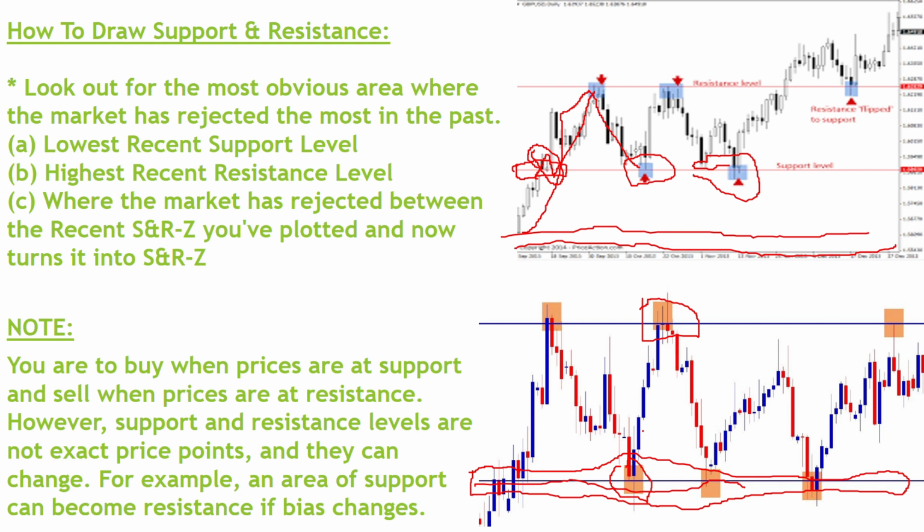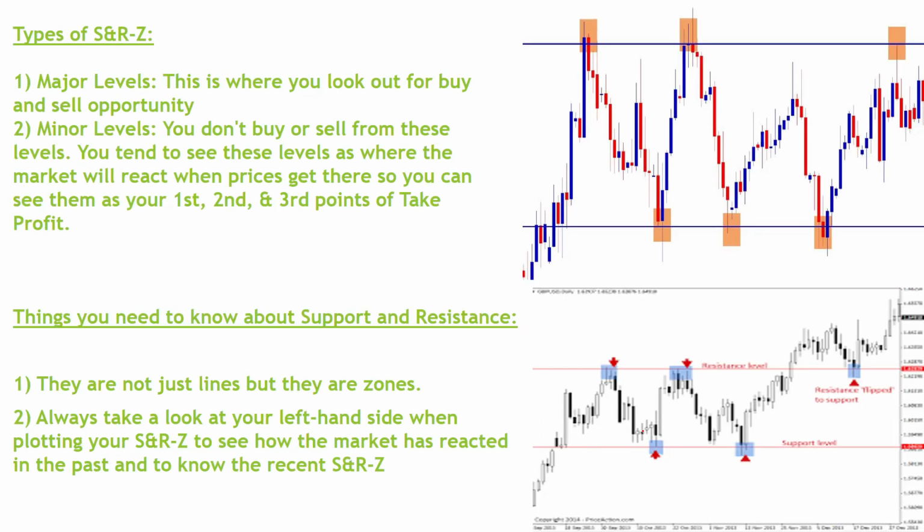However, support and resistance levels are not exact price points and they can change. For example, an area of support can become resistance if bias changes, just as what price did at this point. You can see, an area of resistance turned into a support level. Because why? Bias changes and price keeps moving to the upside.